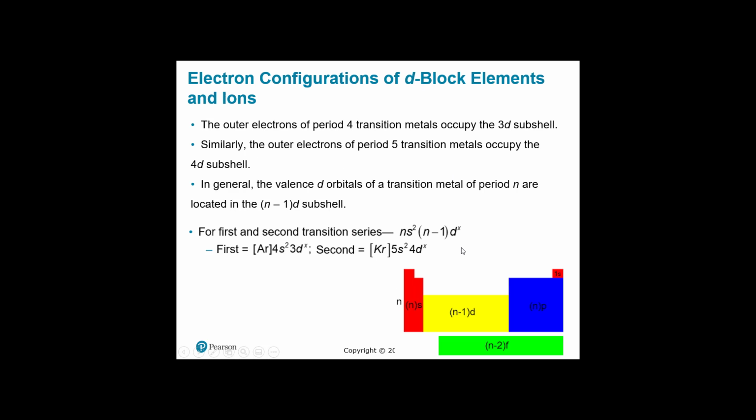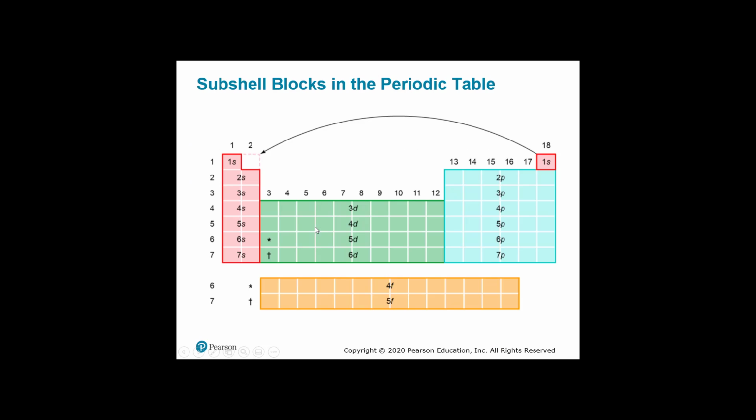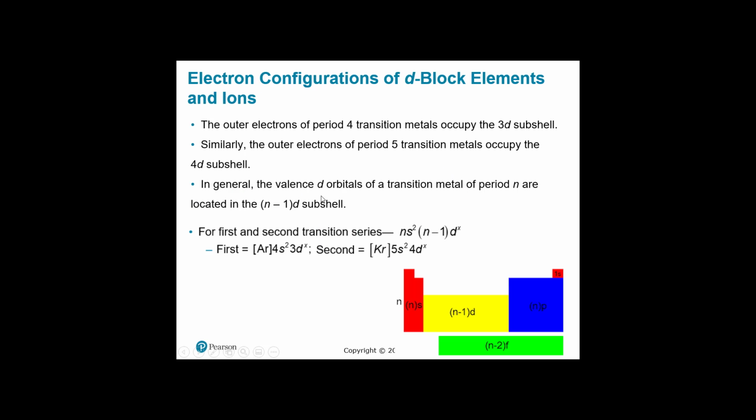So don't let these overly confuse you. They're really not as confusing as they may seem right now. It's just we haven't been looking at these. Okay, so in general, the valence d orbitals of a transition metal of a period n are located in the n minus 1. So if you're looking at n minus 1, that is what the d orbitals are going to be.